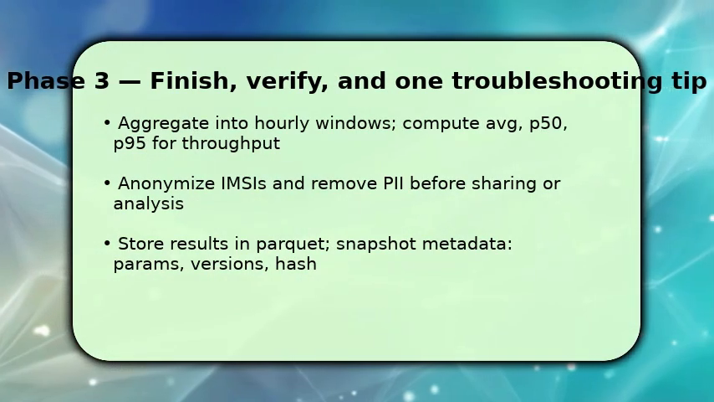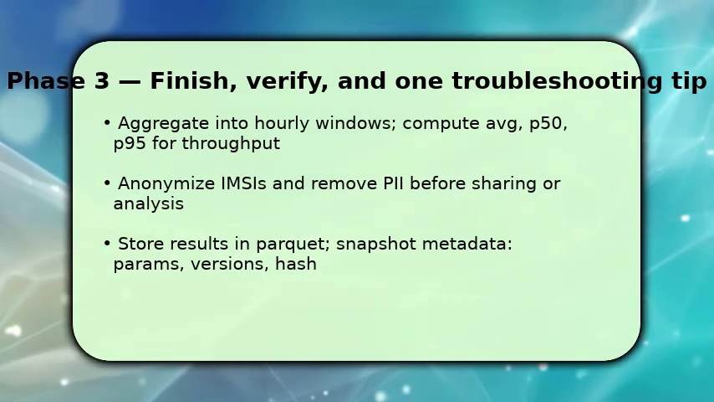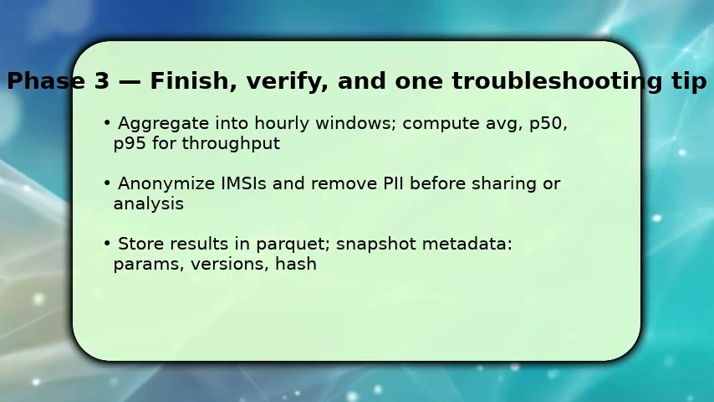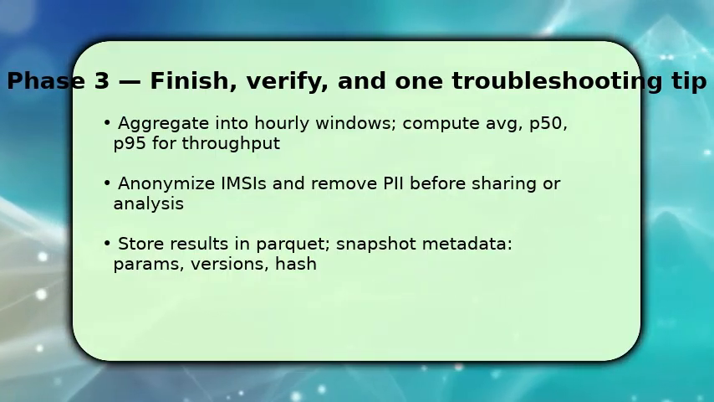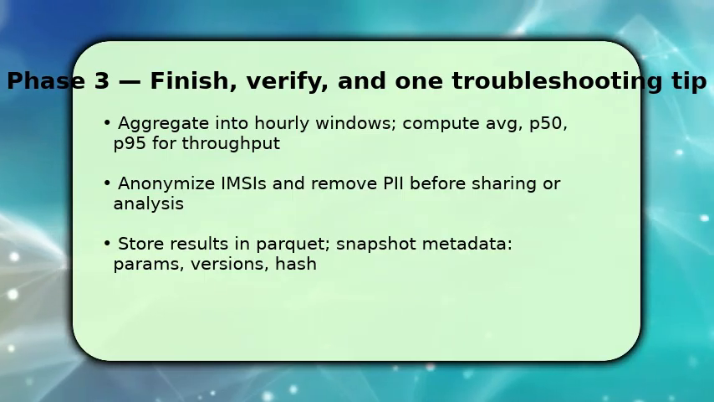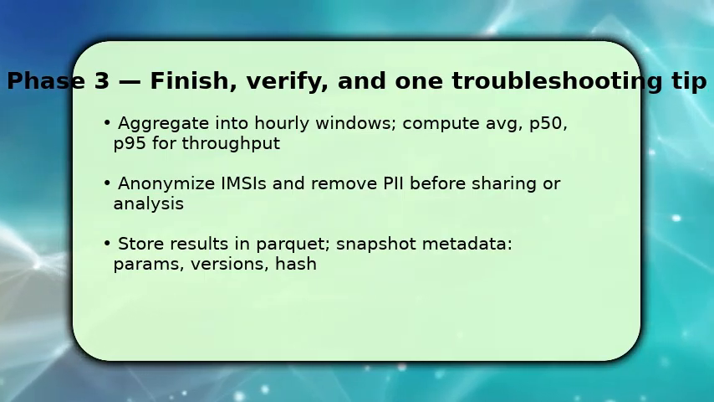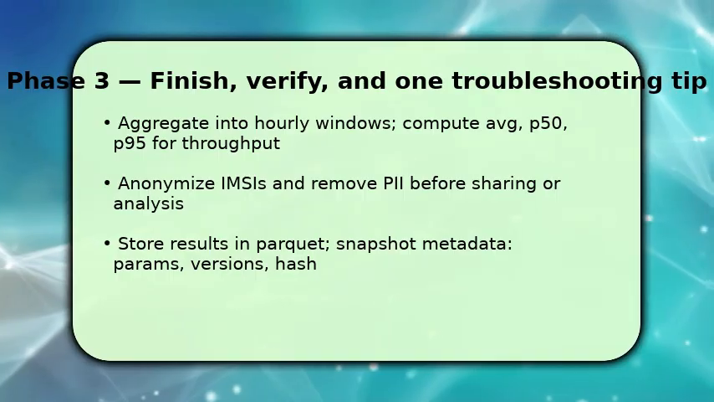Finally, aggregate the cleaned records into hourly windows and compute metrics like average, median, P50, and P95 throughput so you can compare performance. Make sure to anonymize MZ and strip any PII before sharing findings. Privacy compliance matters even in trials.